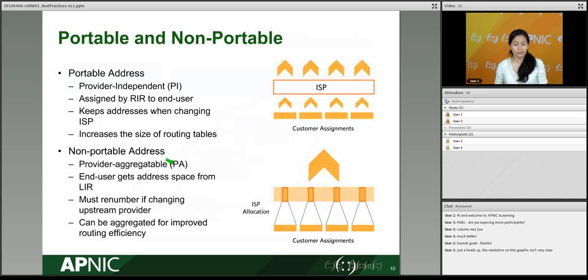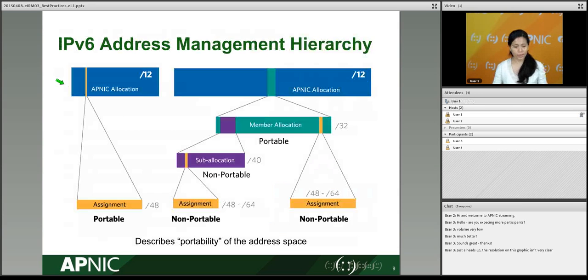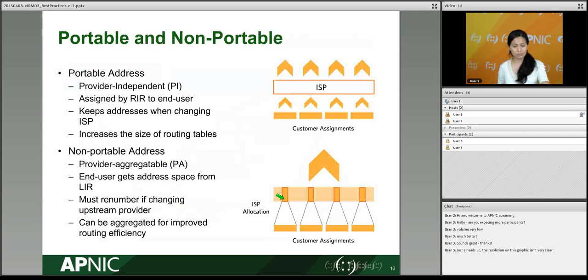All right. Now, I've already discussed a little bit about portable and non-portable. So basically, a portable address is a provider-independent address. That is assigned by the RIR to end users. If you go back to the previous slide, this one from the APNIC block of /12, we can assign a portable address to this customer. Anything that's coming from the RIR is a portable address or provider-independent address, or sometimes you also call it a PI address. Anything that's coming from your upstream providers, if you notice this one, is non-portable. So that's the difference between them.